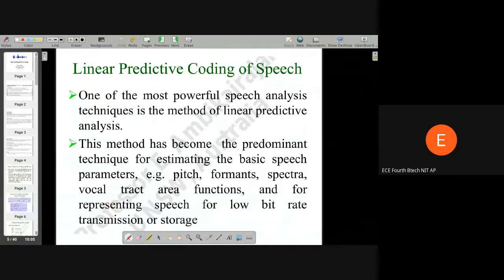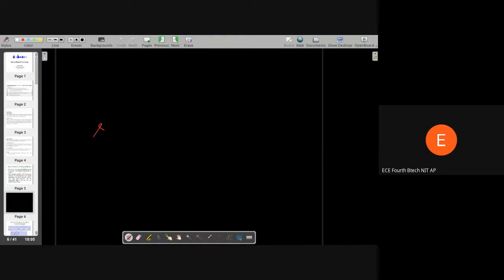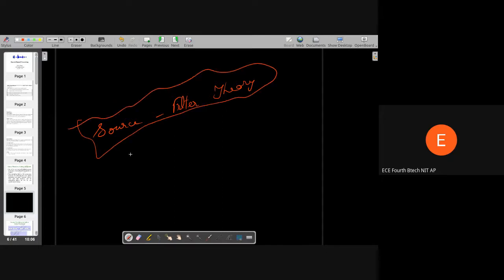So last time we discussed the source filter theory. And what did we find? That there is an excitation signal. It's a train of impulses or random noise.